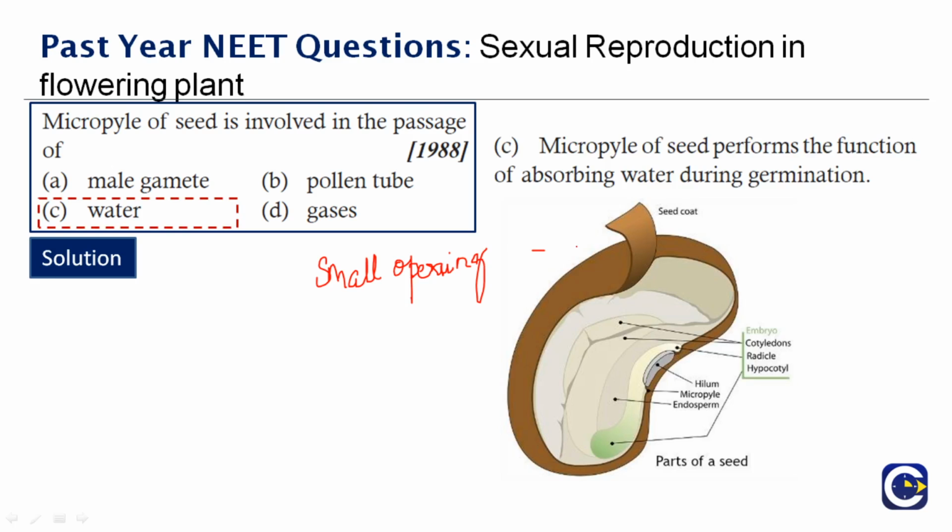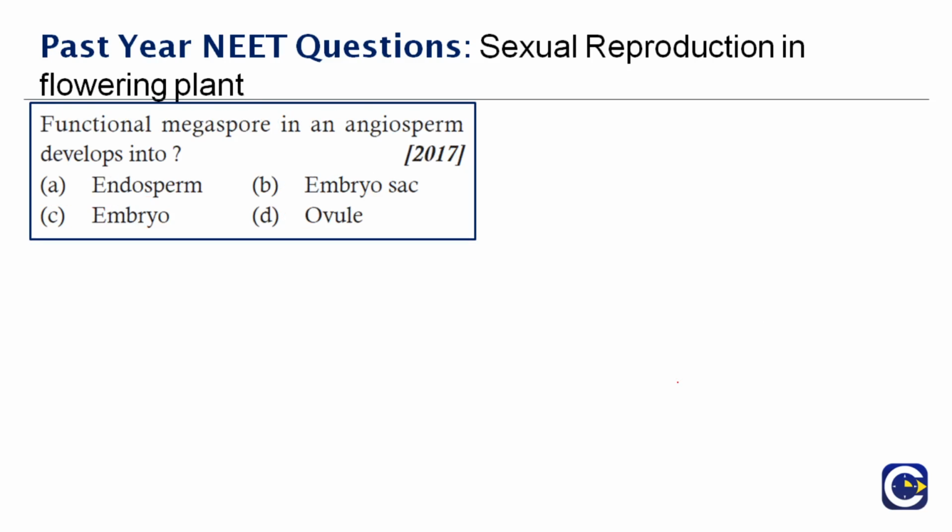So here you have the micropyle. Next question: the functional megaspore in an angiosperm develops into ____.